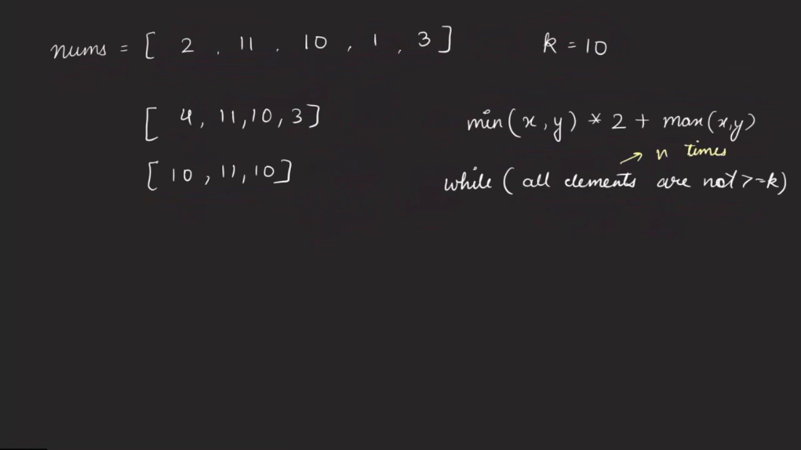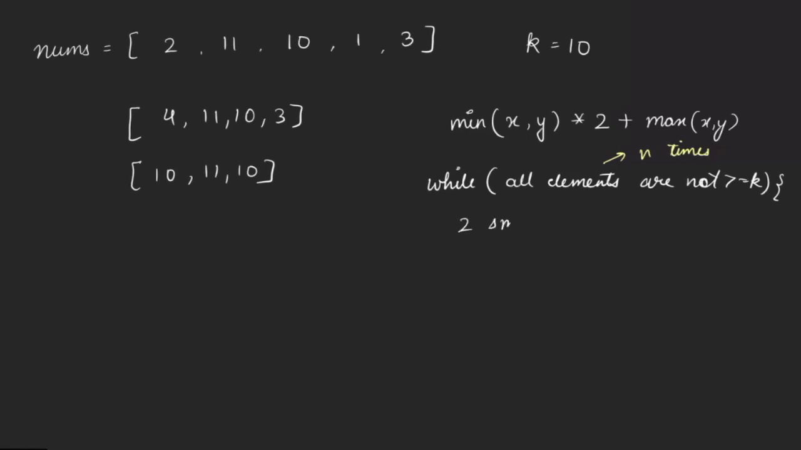Then inside this, you need to find the two smallest elements from the array. Now for finding the two smallest elements, either you can sort this array, which will take n log n time, or you can iterate once through it and keep track of the smallest and the second smallest element.